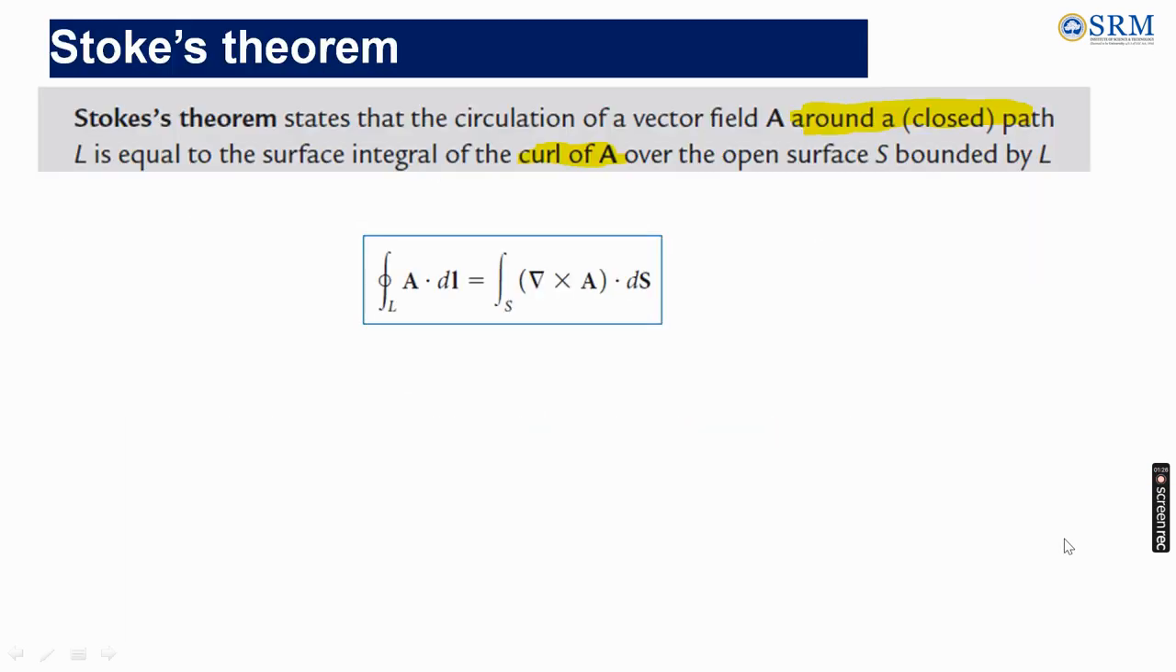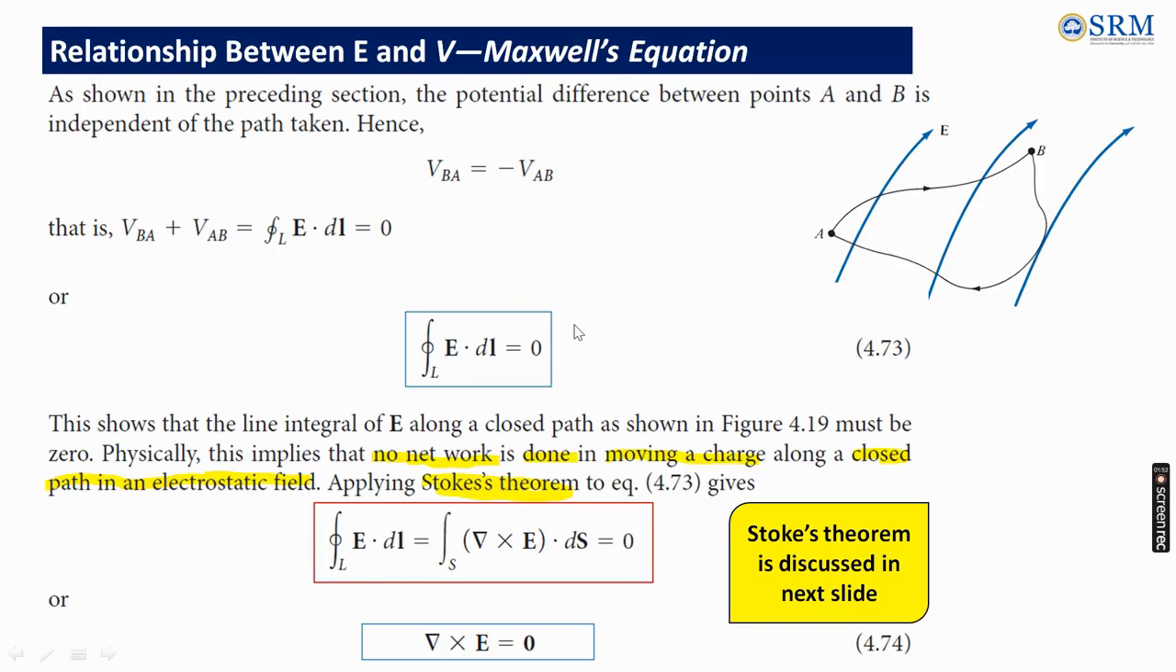So let us see the Stokes theorem here. Stokes theorem states that the circulation of a vector field around a closed path L is equal to the surface integral of the curl of the same vector over the open surface area. So it relates the line integral of the vector field to the surface integral of the curl of the same vector. So we are going to just replace this E dot dl by del cross E, that is the curl of the vector over the open surface. So this is also going to be 0. So we can write that the curl of the vector field is 0.